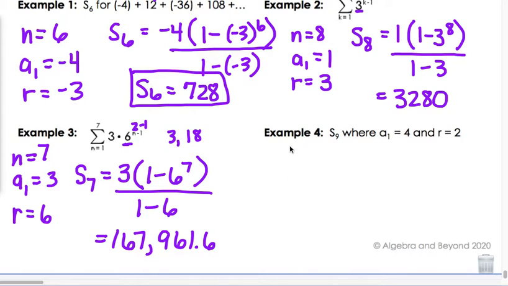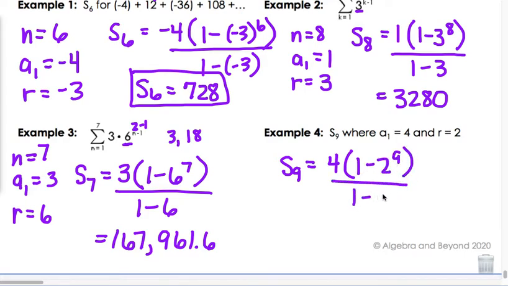So we have S sub 9, so we know that's what we're looking for. We have our first term, we have our common ratio, and we have our number of terms, divided by 1 minus our common ratio, and you calculate it to get 2,044. So sometimes when they give you this information, you're just substituting it into the formula and there's no added information you need to find. All right, those are series where you're looking for the sums of a certain number of terms.